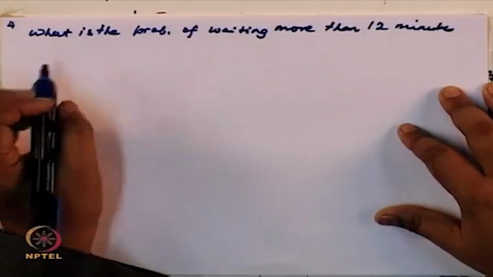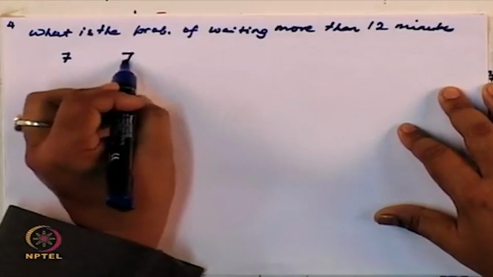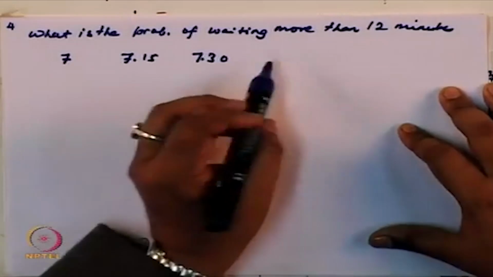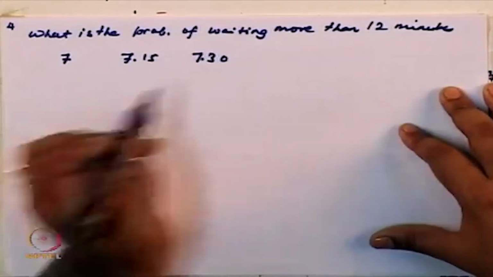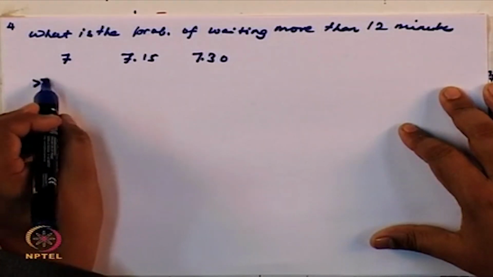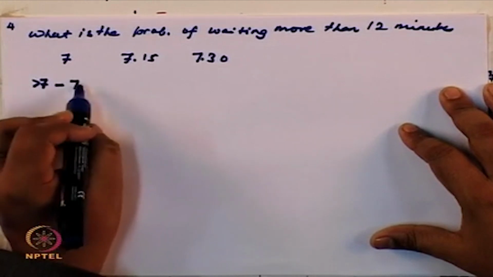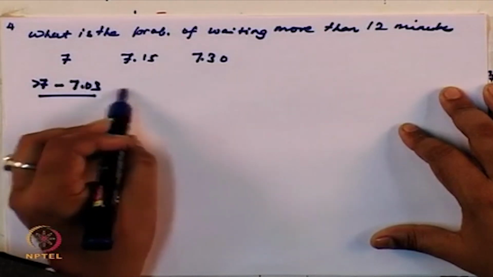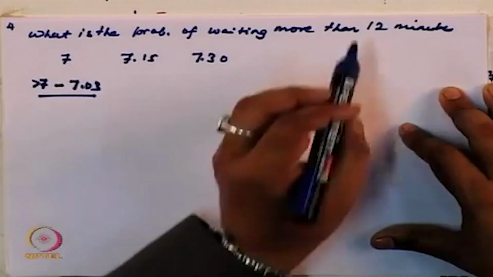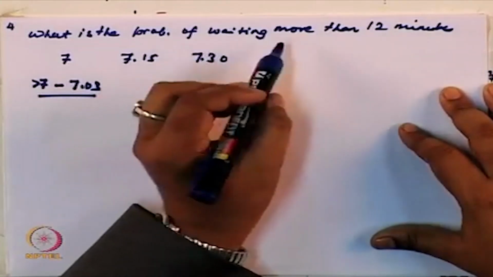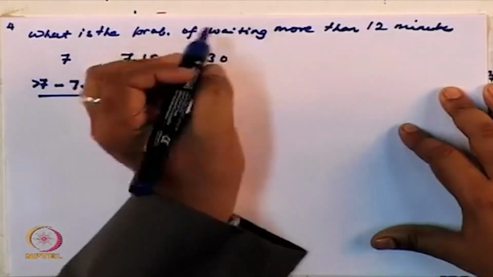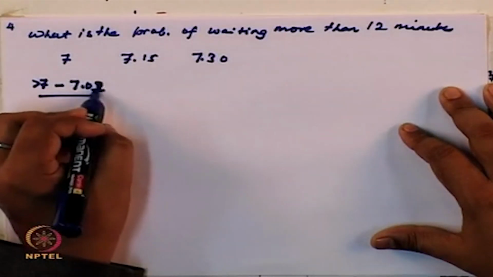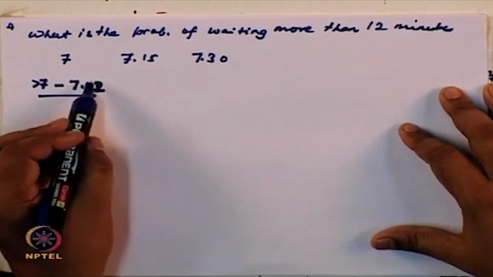Okay. So, the bus arrives at 7, 7:15, 7:30. If the person has to wait more than 12 minutes, then he has to arrive after 7:03, because if he arrives at 7:04, then he has to wait only 11 minutes. Since he has to wait at least, okay, more than 12 minutes, then you will have 7 to 7:02, or also 7:03.